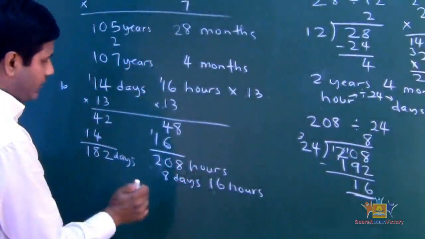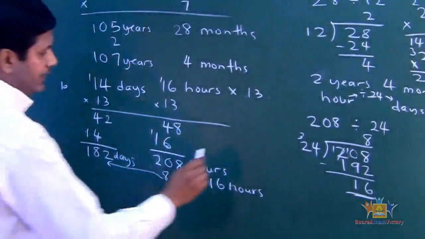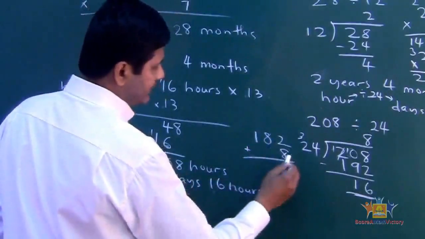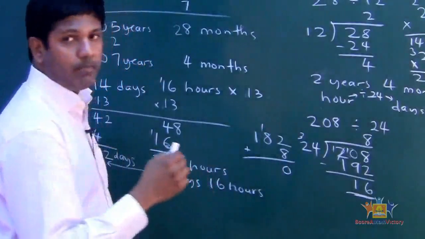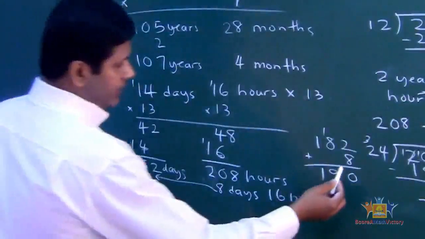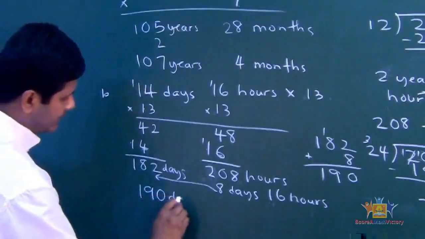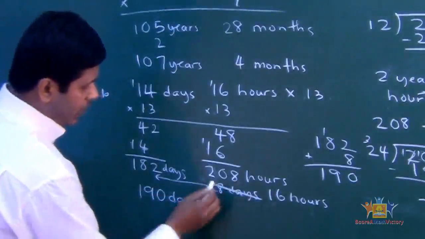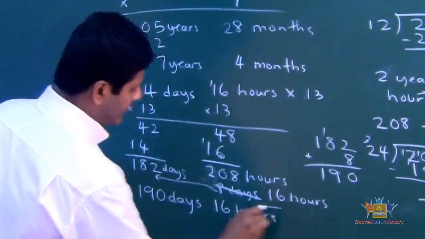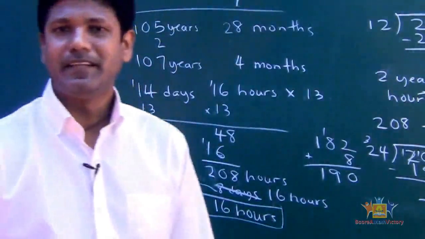So what's your final answer going to be? I'm going to take these 8 days and add them to the 182. So that gives me 182. Line up the 8 with it. 2 plus 8 is 10, 0, carry 1, 1 plus 8 is 9, and then bring the 1 down, so it becomes 190. Okay, so 190 days. So we're going to write down 190 days, and this is gone. Left is what? 16 hours. So we're going to put 16 hours, and that's your final answer. Okay, so 190 days and 16 hours.